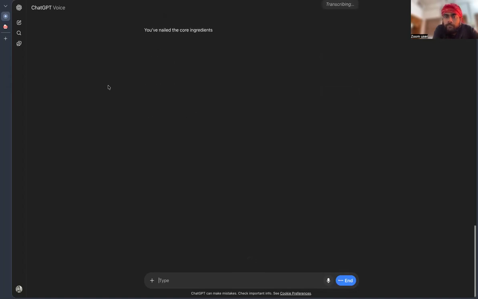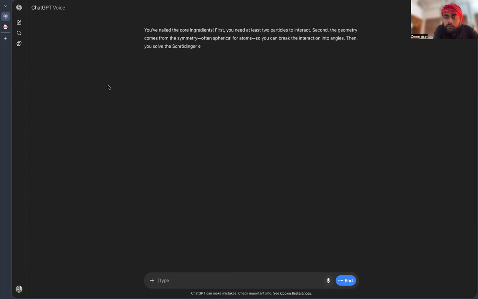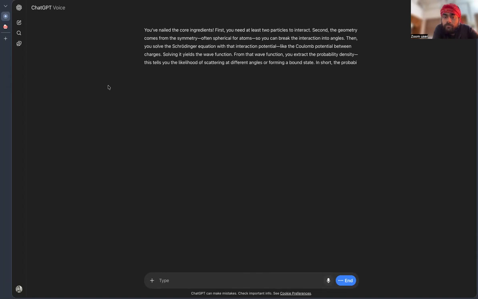You've nailed the core ingredients. First, you need at least two particles to interact. Second, the geometry comes from the symmetry, often spherical for atoms, so you can break the interaction into angles. Then you solve the Schrödinger equation with that interaction potential, like the Coulomb potential between charges. Solving it yields the wave function. From that wave function, you extract the probability density. This tells you the likelihood of scattering at different angles or forming a bound state. In short, the probability density is the final key outcome, your prediction.